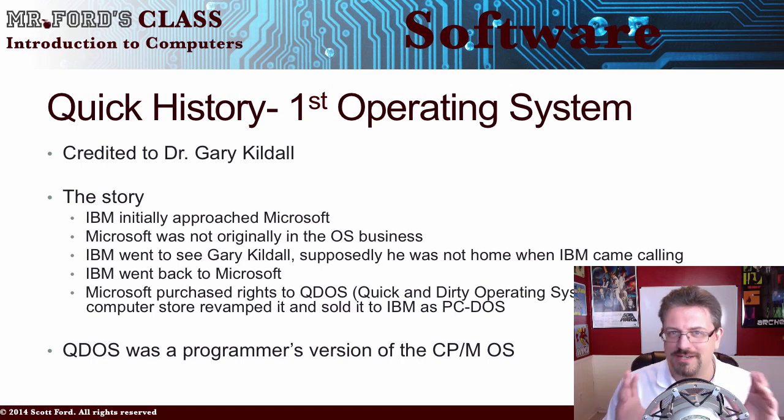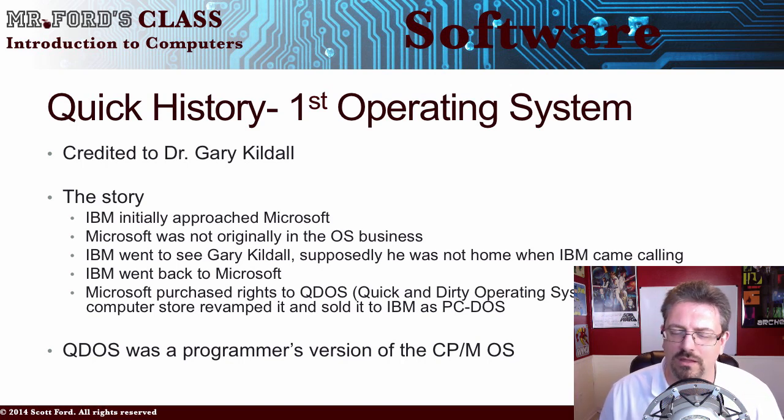Now, appreciate that for a second. Microsoft, the makers of Windows, weren't making operating systems. They were an application company. They were making different applications. They weren't doing operating systems. Now, keep in mind now they're a multi-billion-dollar world business. But back then, they didn't have operating systems.